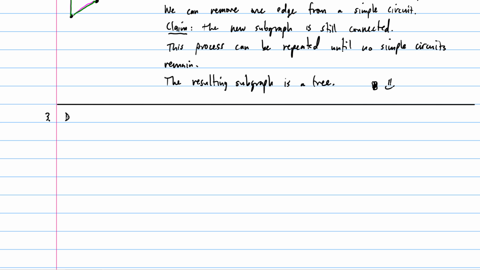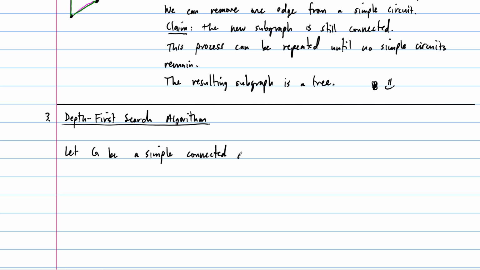So the first algorithm is called the depth first search algorithm. All right, and this works as follows. So we start with a simple connected graph G. So let's let G be a simple connected graph. So we know by the theorem that since it's a simple connected graph, it must have a spanning tree. We want to find it, okay?